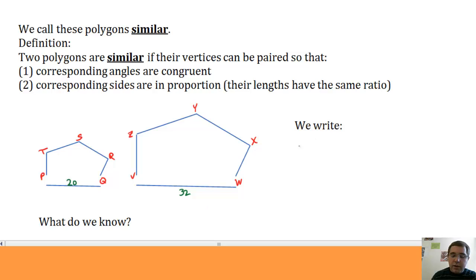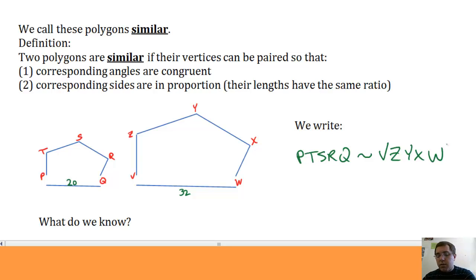So if they are similar, we write P, T, S, R, Q, and the symbol for similar is this squiggle. And then we list the vertices of the other pentagon in their corresponding order with the first one. So V corresponds with P, and we go around in the same direction that we did on the first one. V, Z, Y, X, W. So this means similar.